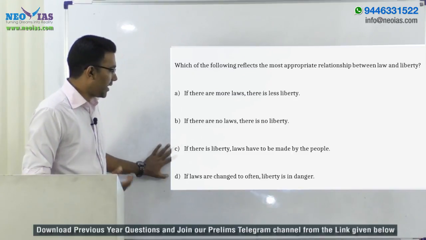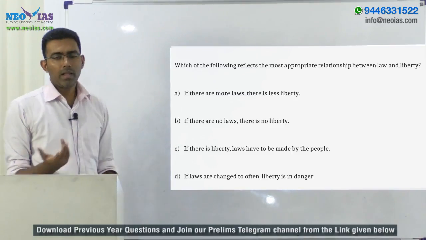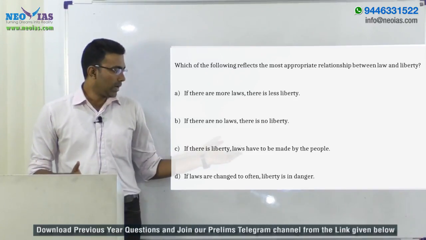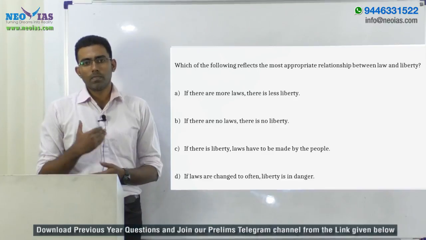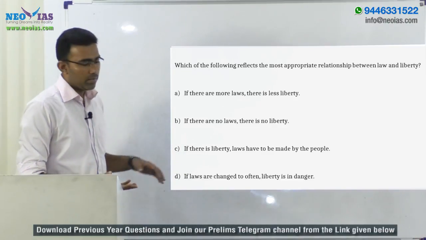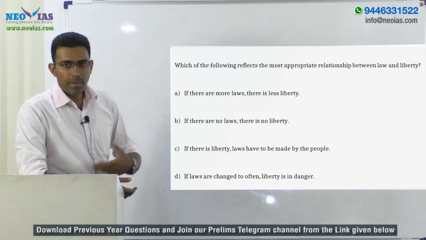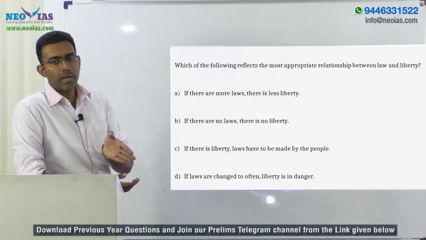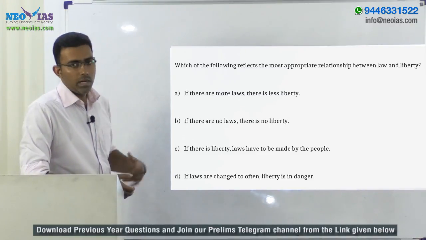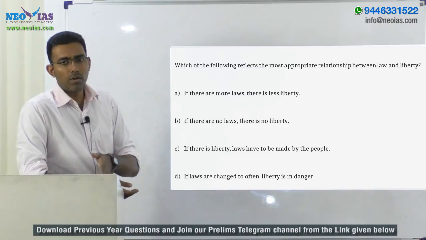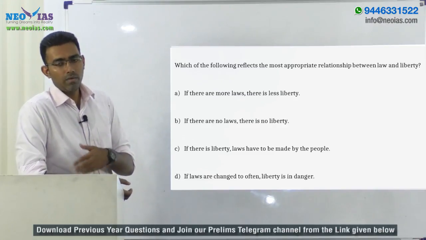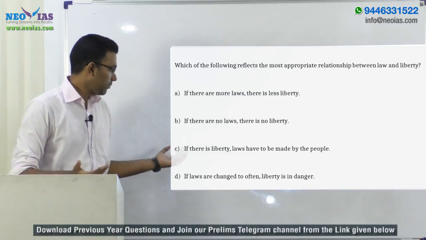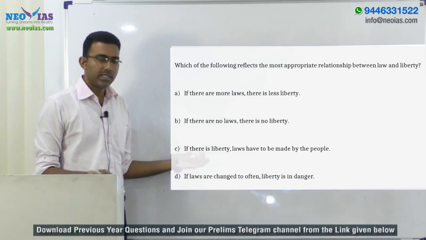That is, if there is liberty, laws have to be made by the people. Again, it necessarily need not be the case. The people themselves making the law need not be the case. For example, China is said to be democratically governed. And again, the liberty that a citizen of China enjoys is much less when you compare it with the liberty that is enjoyed by an Indian citizen. So that's the reason why we can say C is also wrong.